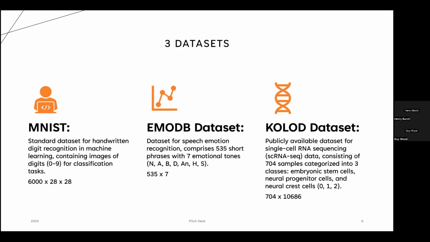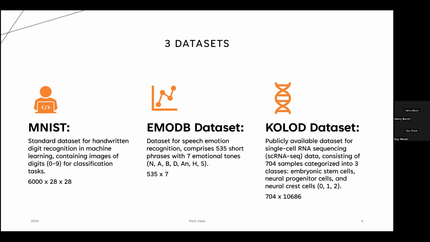Next is the EMODB data set, and this is a speech emotion recognition data set. It comprises 535 short phrases, each with 7 emotional tones. And as you can tell, the size is 535 by 7.